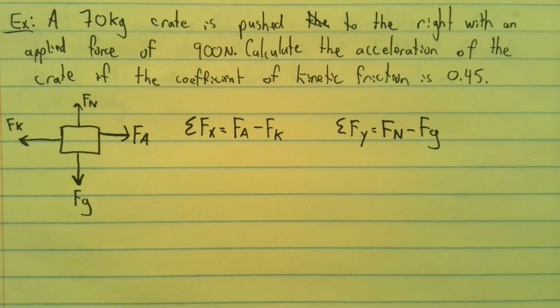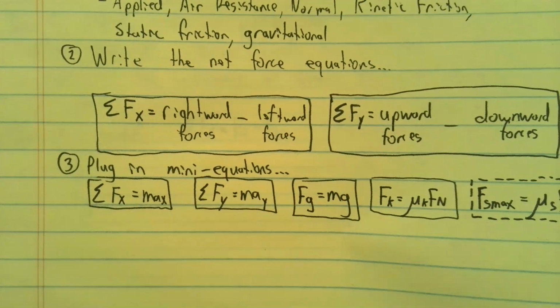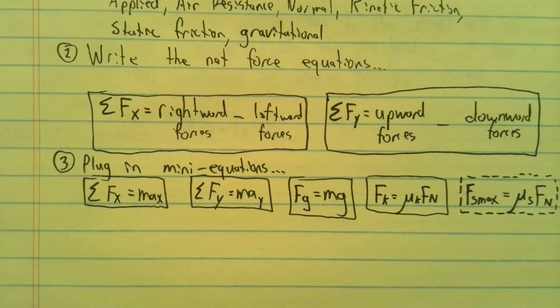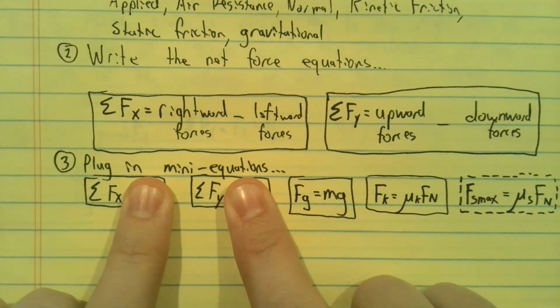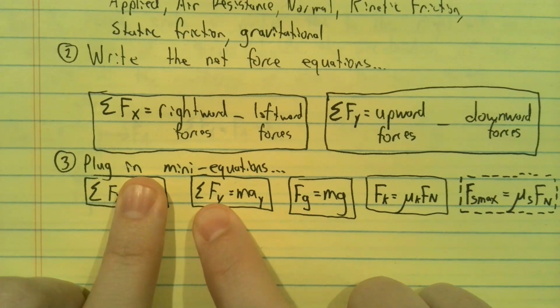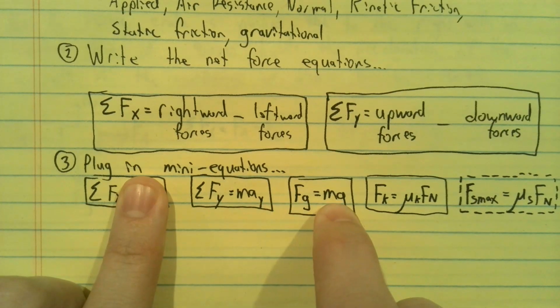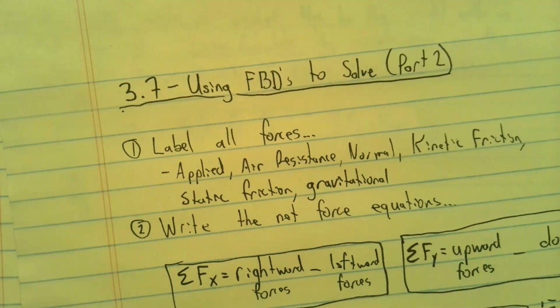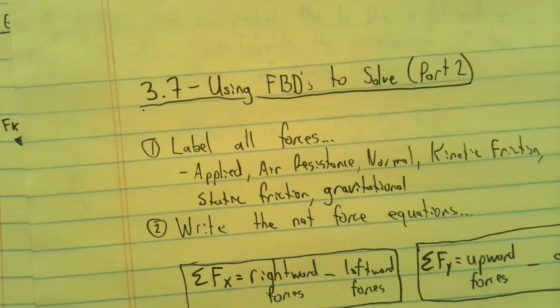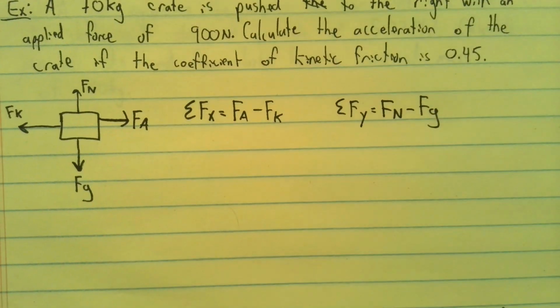Step 3, plug in your mini equations. So you just look at the letter on the left of the equal sign. Find Fx and replace it with Max. Find Fy, replace it with May. Find Fg, replace it with Mg. Find Fk, replace it with mu k Fn. Now, I would say this step is not tough, but you need to be patient. If you make mistakes, it'll slow you down.